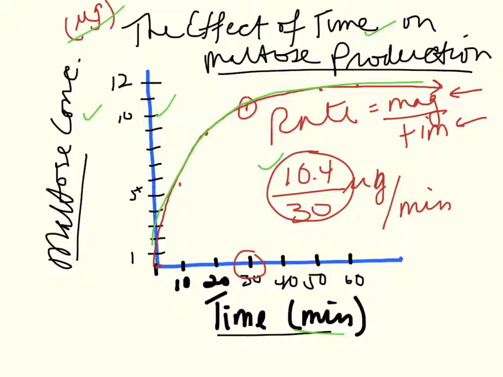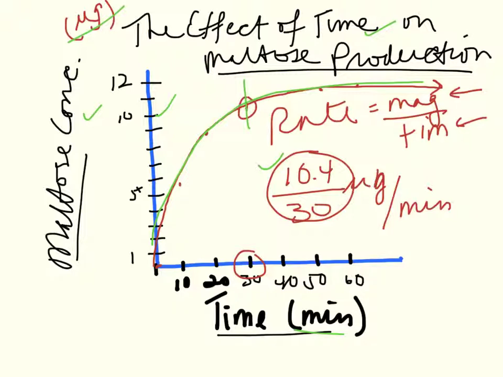Part B asks us to explain why a change in the reaction rate was observed after 30 minutes. Well, we said that the rate was 10.4 micrograms per 30 minutes, or 10.4 over 30 micrograms per minute. And after 30 minutes, we see a leveling off. Many of us said that the enzyme was working at its maximum potential.